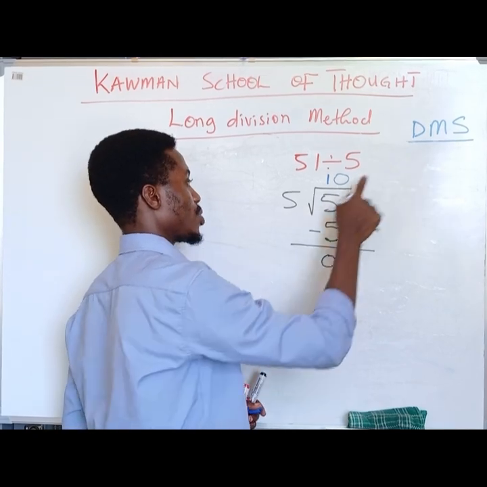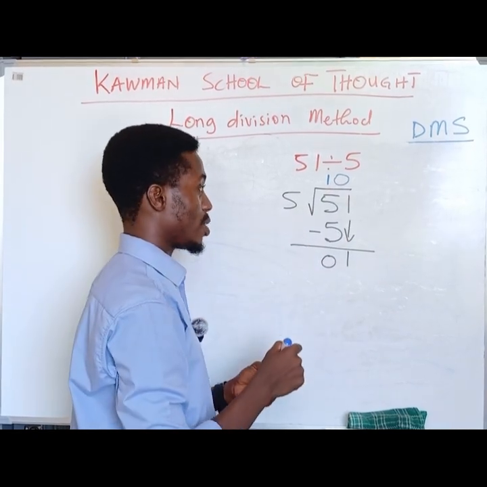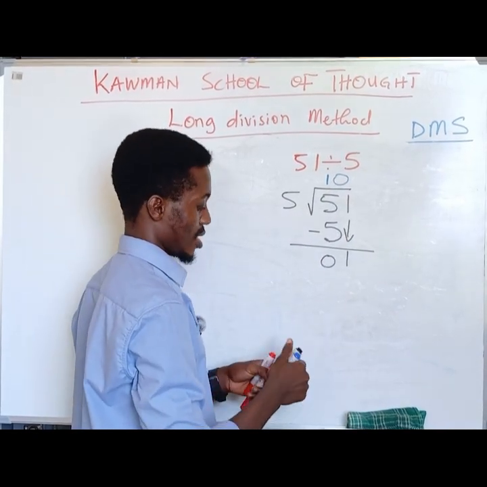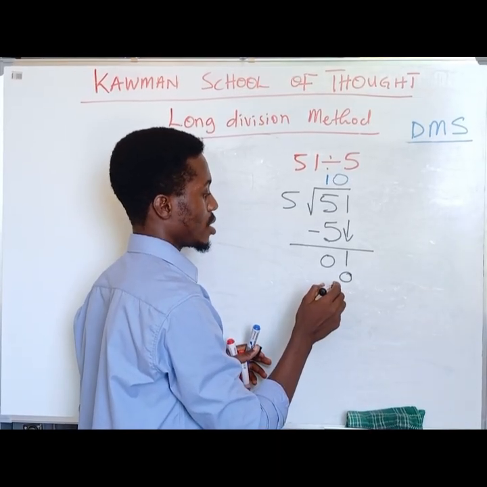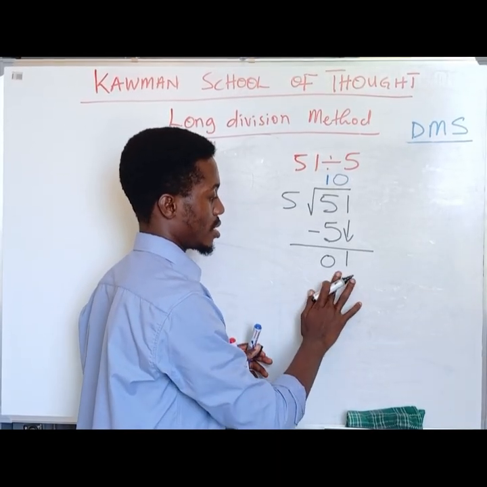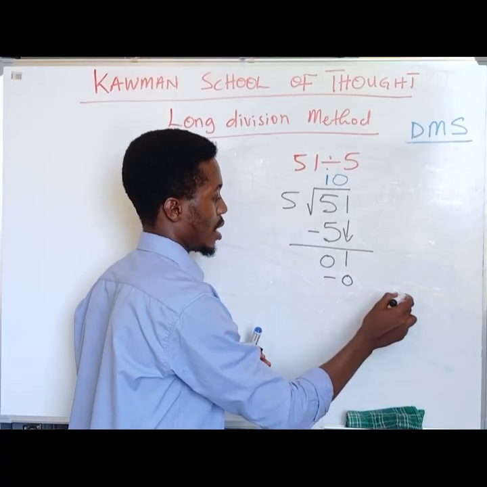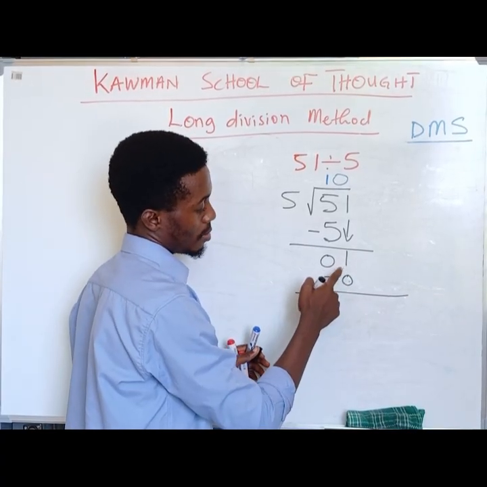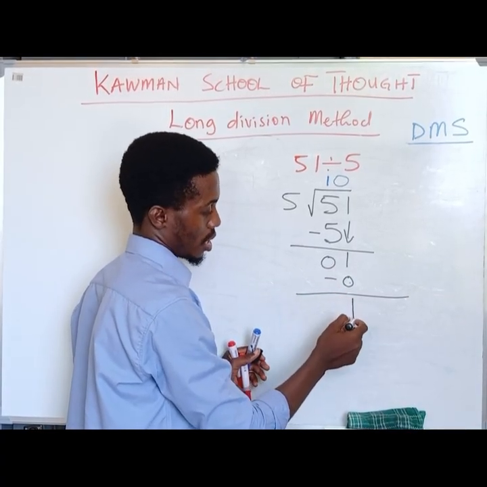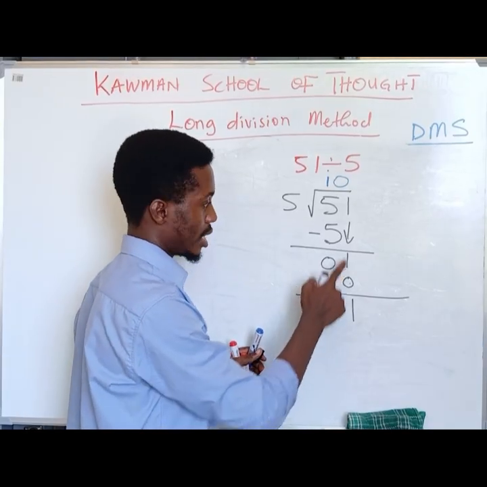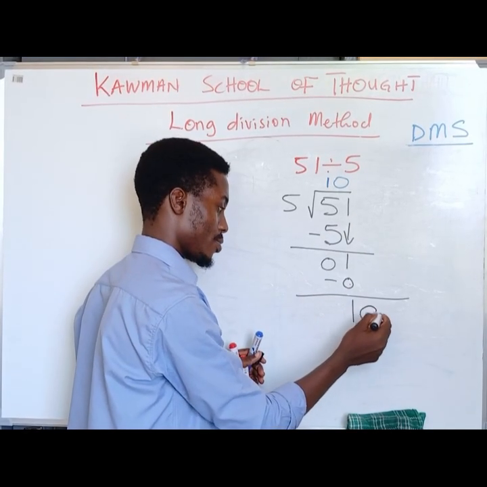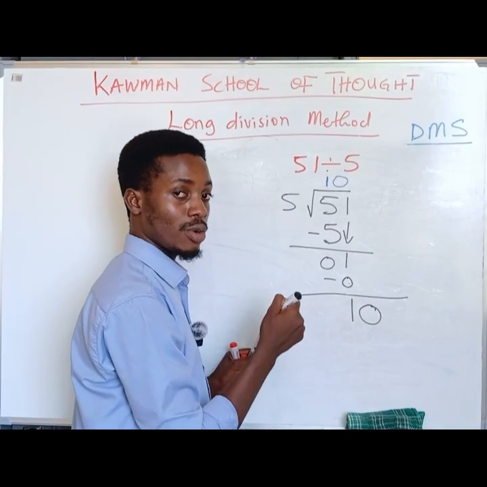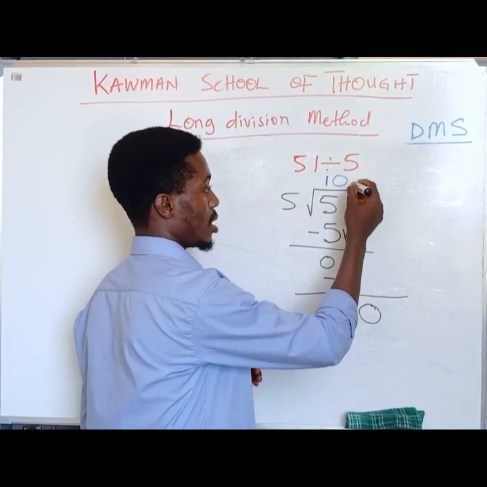Then we multiply. So 0 times 5 gives me what? 0. And I write the 0 nicely here. And so what is my next operation? Subtraction. So I subtract. Narrow my line. So 1 minus 0 is what? 1. All right, so this is the remainder. There's no other number again. So this is where I actually add the 0 to it. And immediately I add the 0, I must indicate it with a point here.